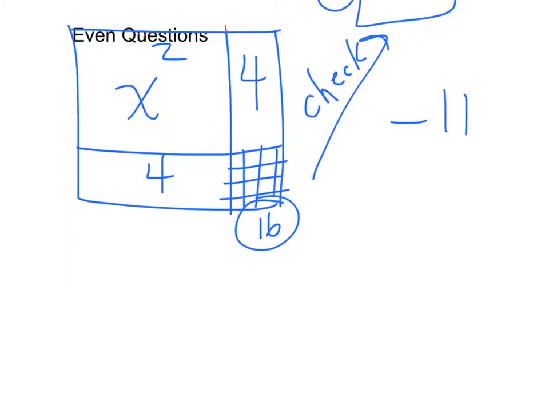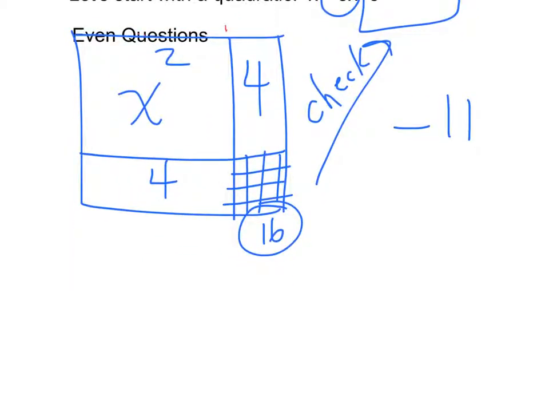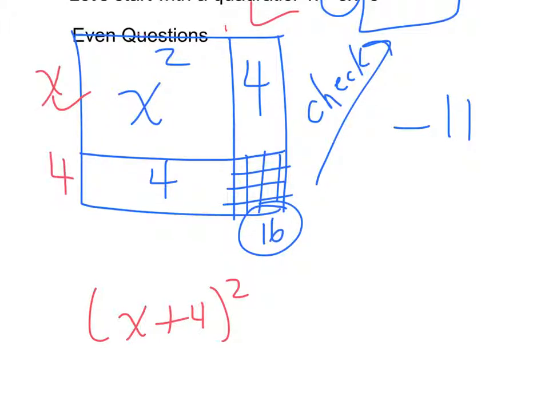So that's the information I need to write the equation. Now the equation is going to be x plus 4 squared, because that's where this comes from and that comes from. And if you remember algebra tiles, the product would be from an x and a 4 tile and an x and a 4 tile, minus 11.